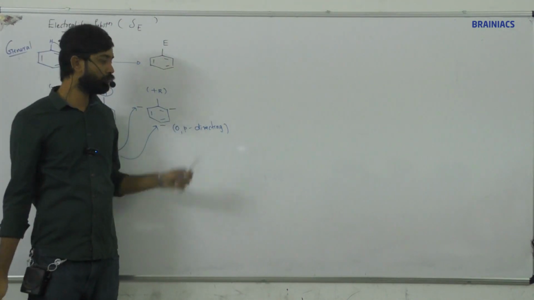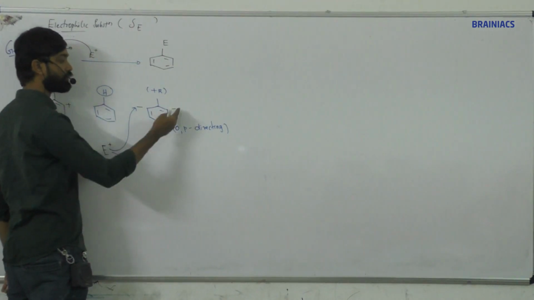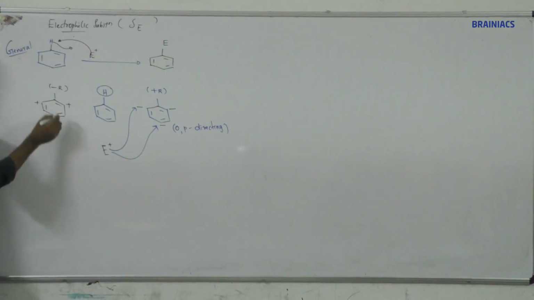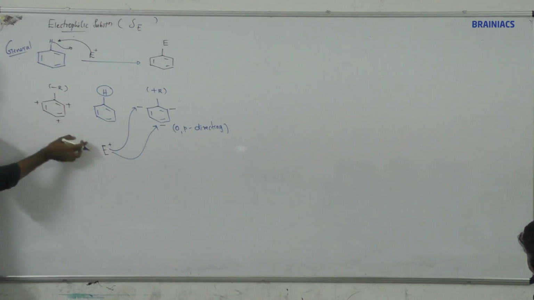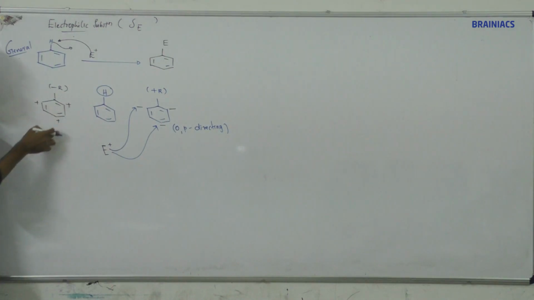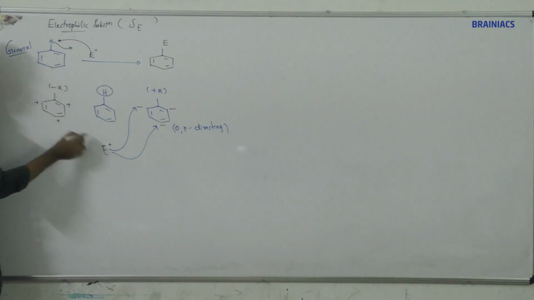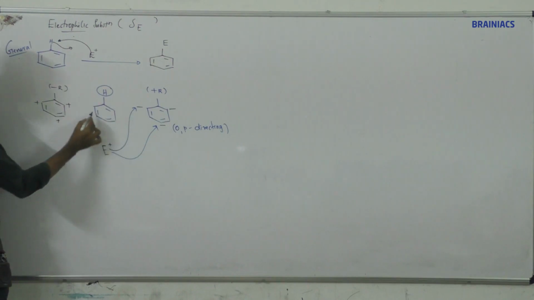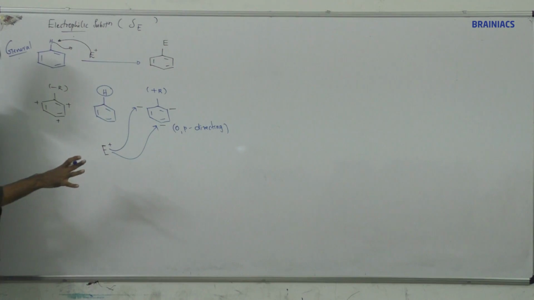into the ortho-para position, because the excess electron density is there. Whereas a minus R group cannot direct the electrophile into the ortho-para position, because there is already an electron deficiency. This is an electron deficient species. Here is the benzene, right? All positions have the same kind of electron density.